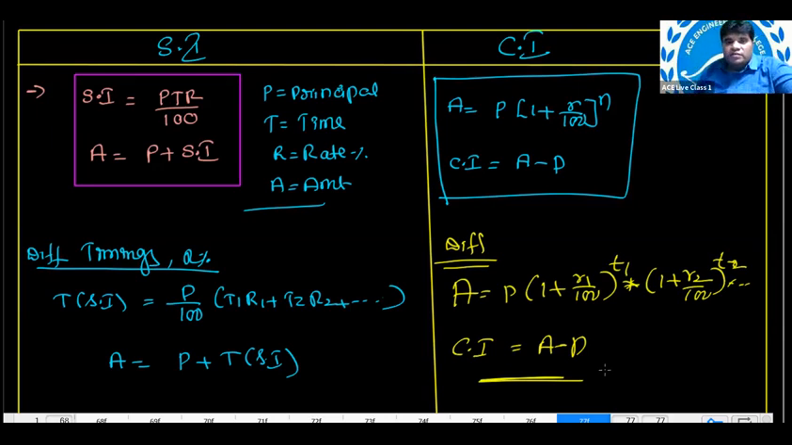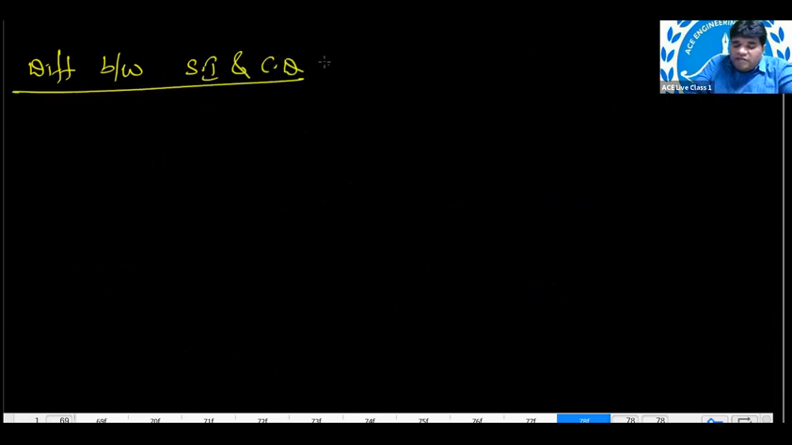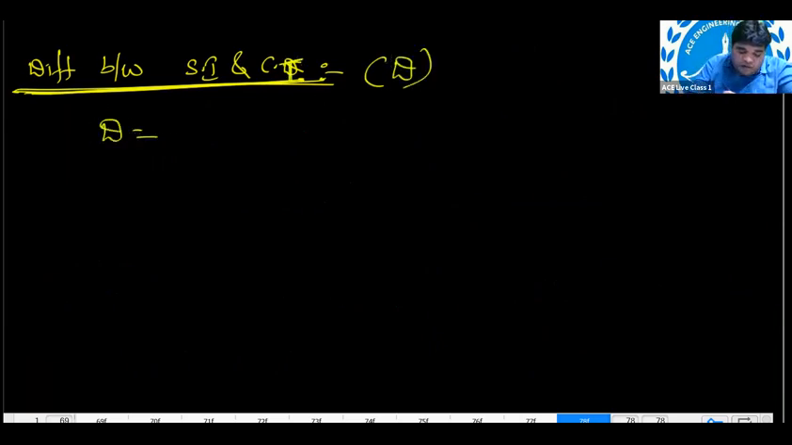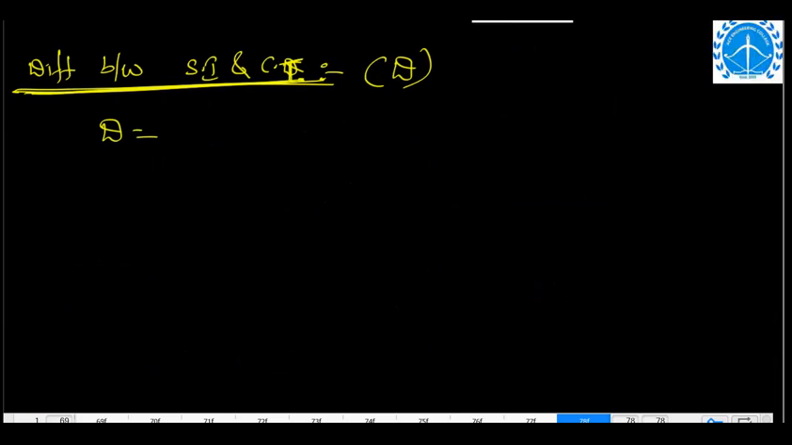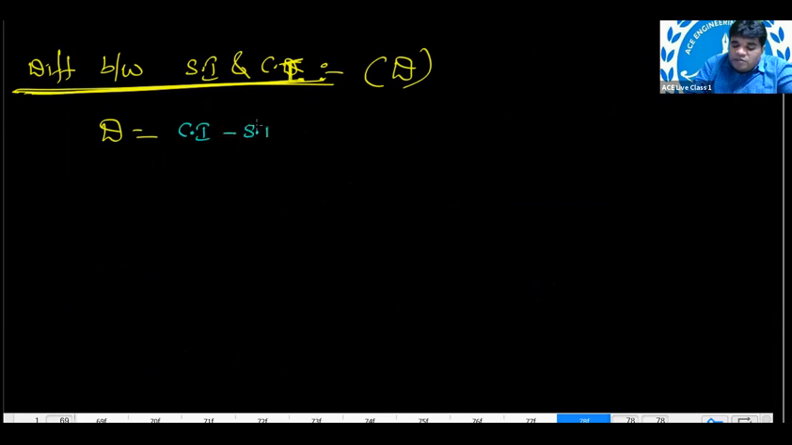Is it okay, friends? Next, a very important last point: the difference between simple interest and compound interest, denoted as D. So D is equal to compound interest minus simple interest. What is the biggest, Anita? Compound interest. So compound interest is the biggest, and simple interest is the smallest.